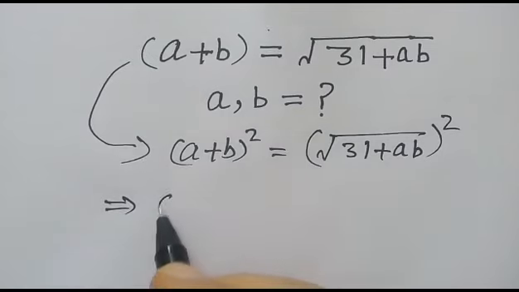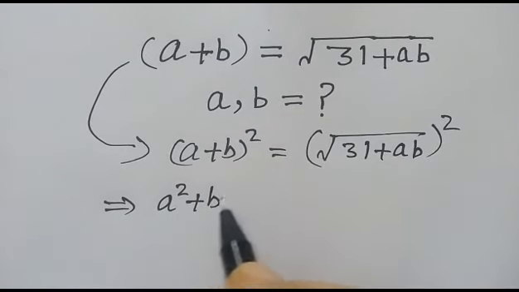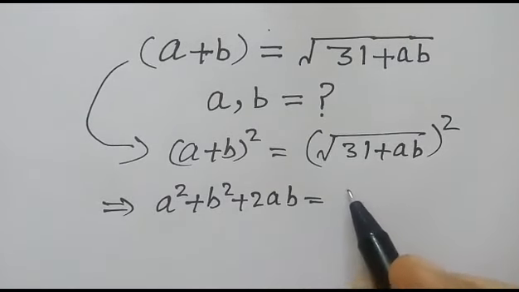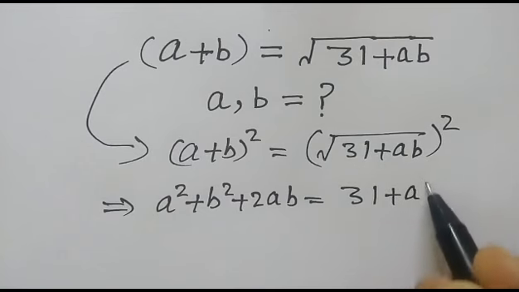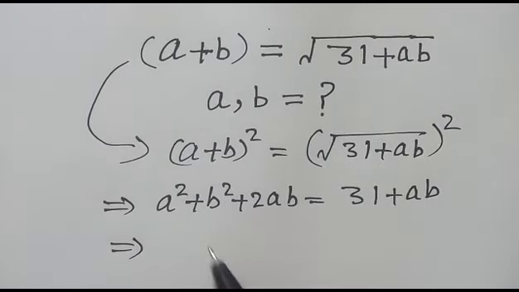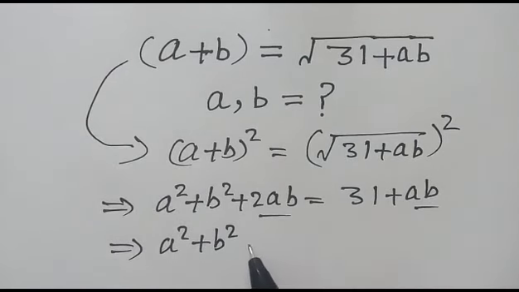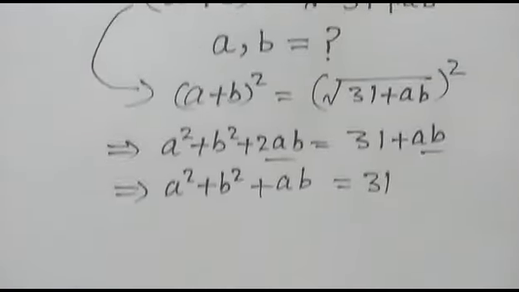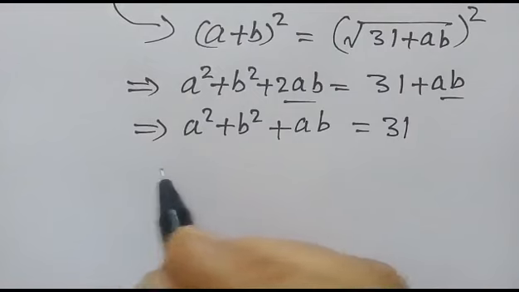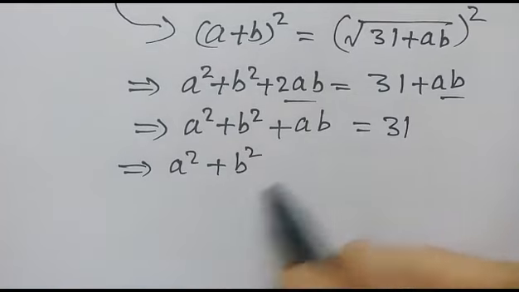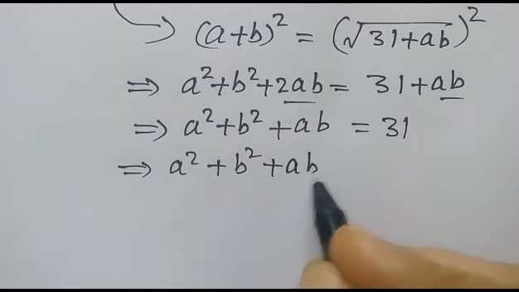If we expand this, we get a square plus b square plus 2ab is equal to 31 plus ab, right? Now, a square plus b square, this and this. Now we have only ab is equal to 31, right? a square plus b square plus ab.